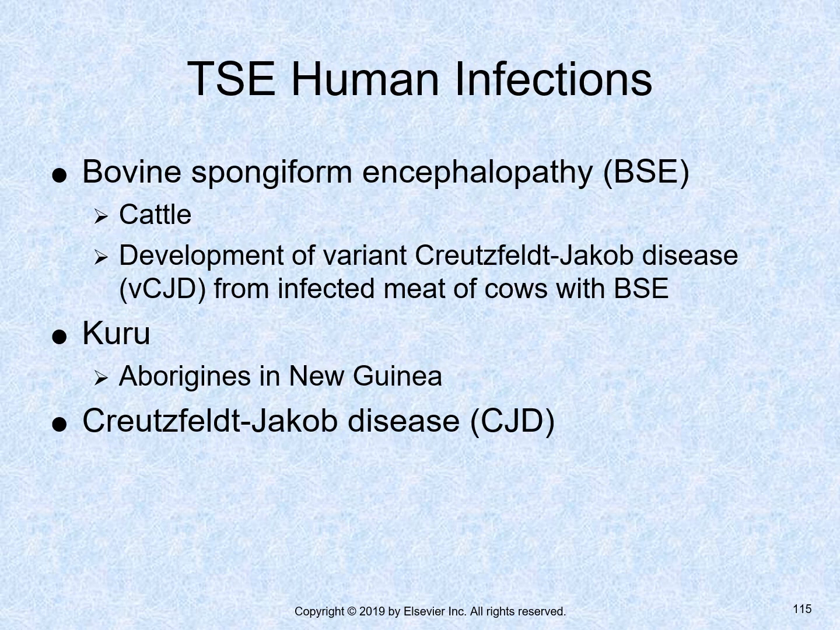Bovine spongiform encephalopathy is the infection that affects cattle. Humans develop an illness from infected meat of the cows with bovine spongiform encephalopathy. The human infection is known as Creutzfeldt-Jakob disease. Another form of transmissible spongiform encephalopathy is Kuru, which occurs in New Guinea in the Aborigines population.